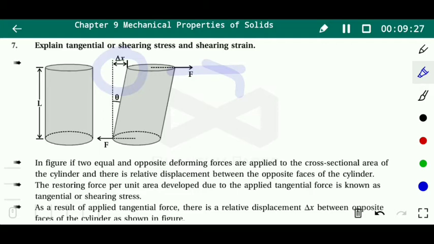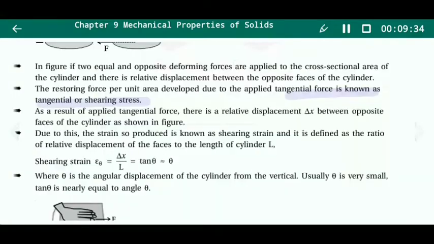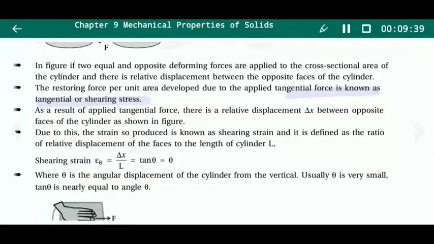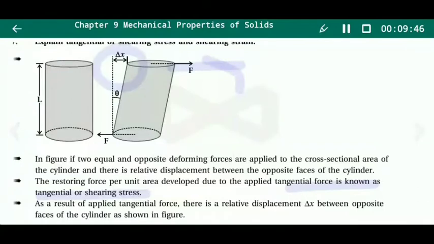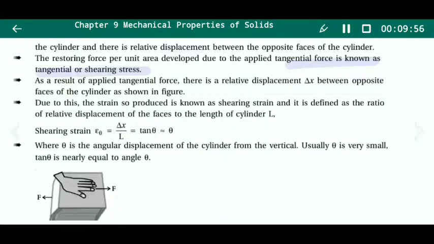Okay. So the restoring force per unit area developed due to the applied tangential force is known as the tangential or shearing stress. As a result of the applied tangential force, there is a relative displacement delta x between the opposite faces of the cylinder as shown in the figure. So we can see from this figure the deformation delta x, the change in the breadth.